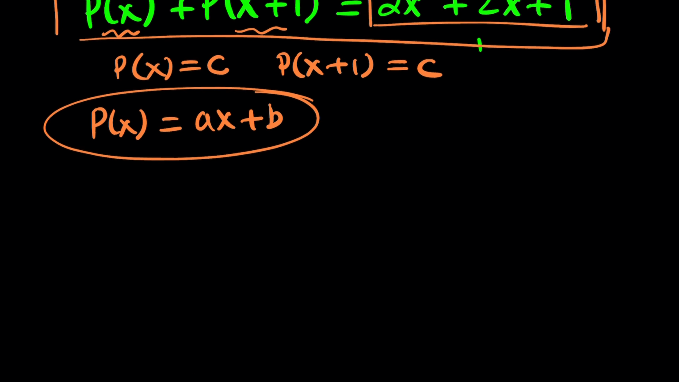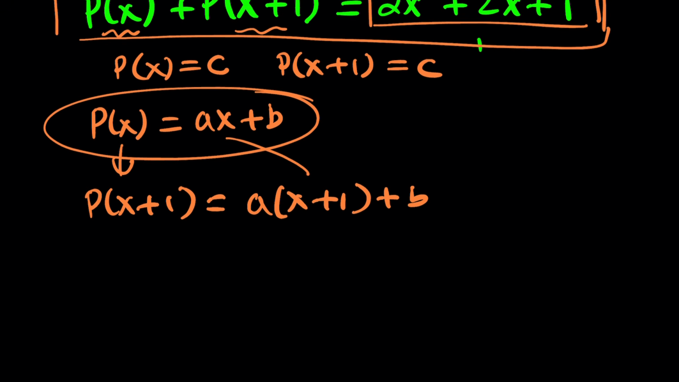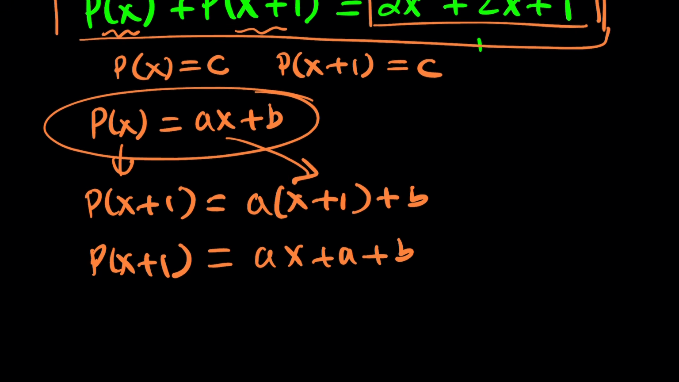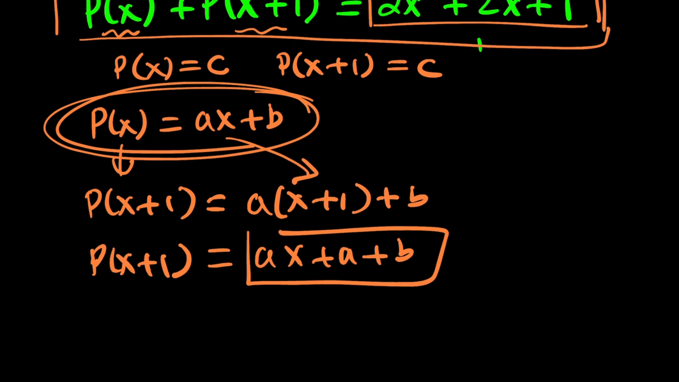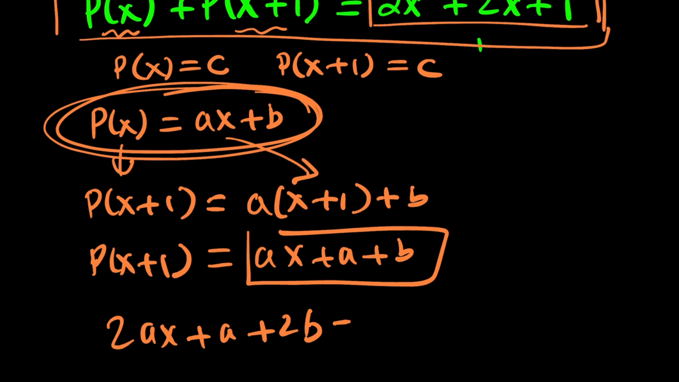You'll realize if p of x is linear, p of x plus 1 is also going to be linear, because what you're doing is replacing x with x plus 1. That's what p of x plus 1 means, from a functional standpoint. And that gives you ax plus a plus b. This is p of x plus 1. When you add them up, you're going to get another linear polynomial: 2ax plus a plus 2b. And can this equal 2x squared plus 2x plus 1?